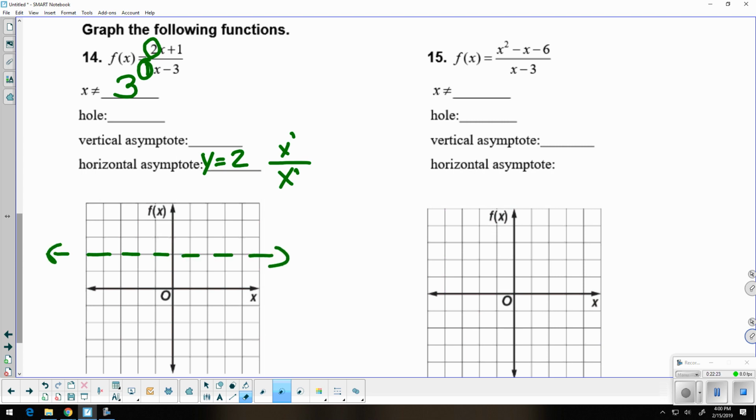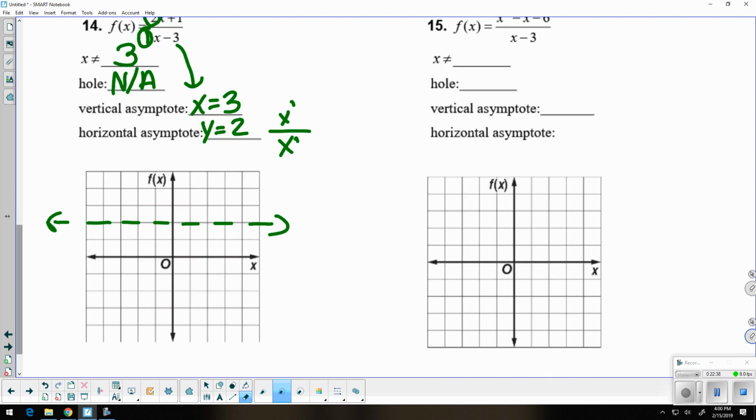Next, is there a hole in this graph? So basically, does anything cancel? I don't see anything, so there's no hole. But you do have a vertical asymptote. Since you still have all this left, you've got a vertical at that undefined value of x = 3. So let's go ahead and graph that now. x = 3.